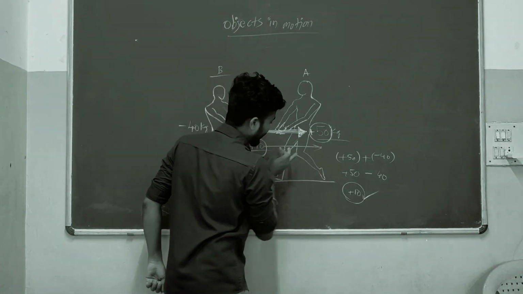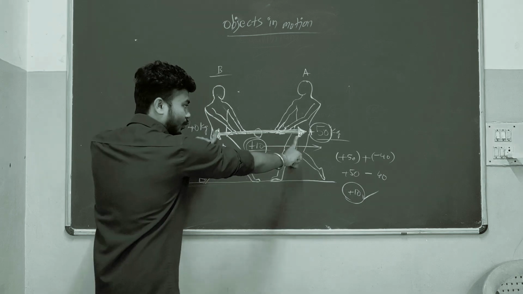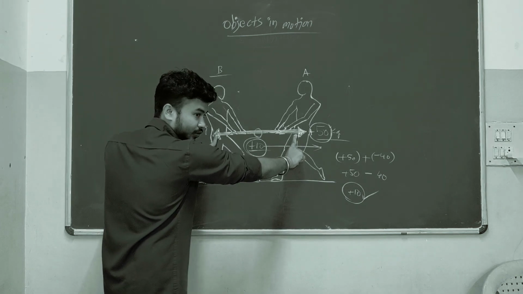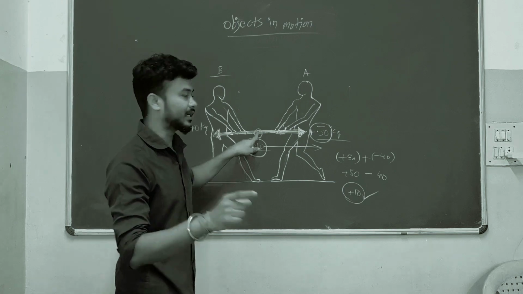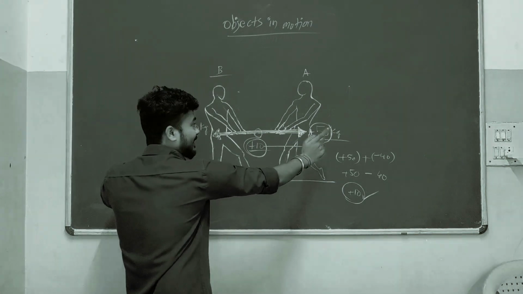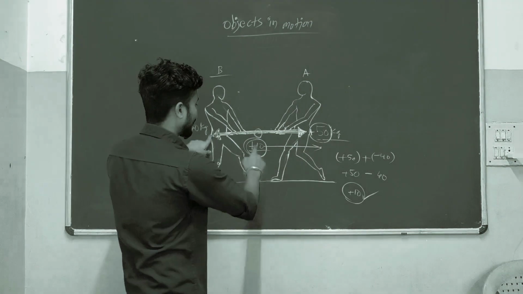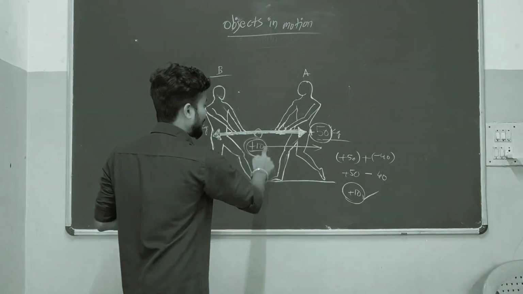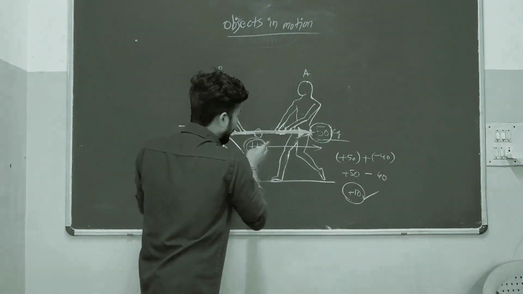Now the rope will move in this direction. Here also two forces are there, but these two forces are not in equilibrium. The rope is not in equilibrium because the forces acting on those objects are different. Here it is positive 50 kg, here it is 40 kg. So the resultant 10 will be more on the person here, so the rope will move to that side.